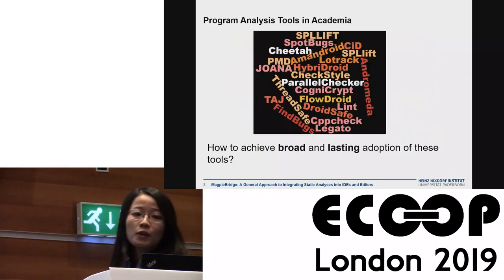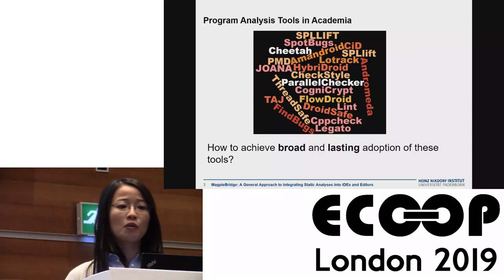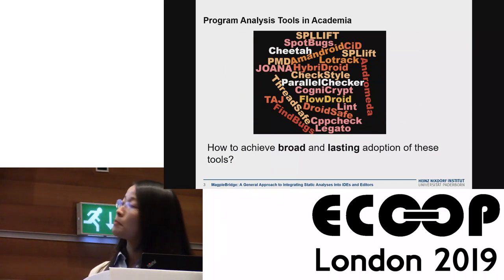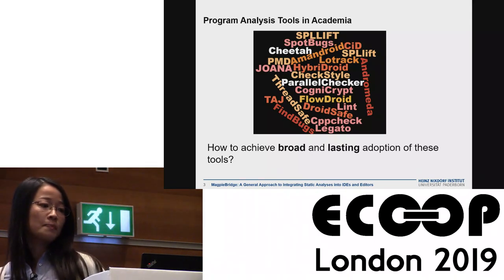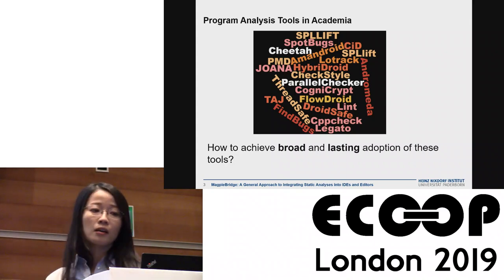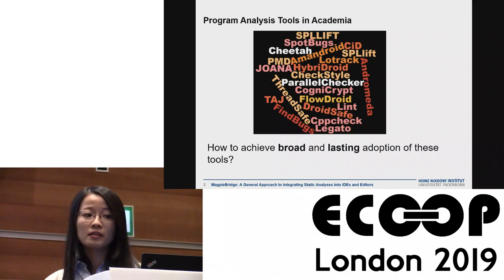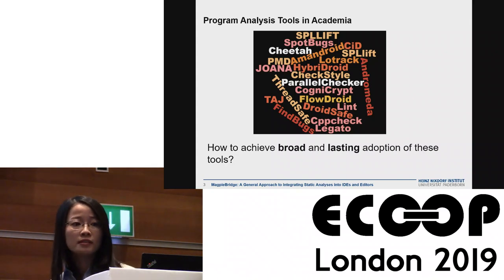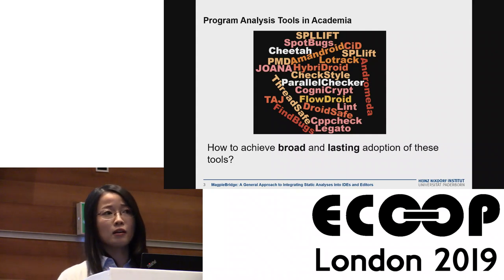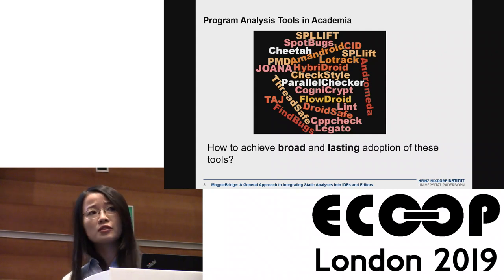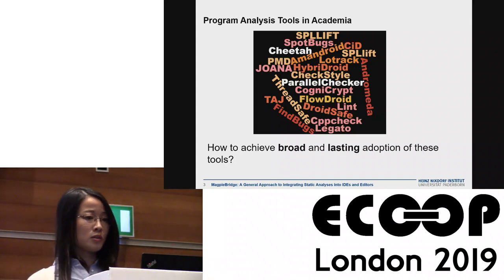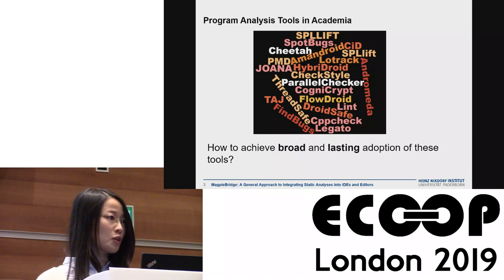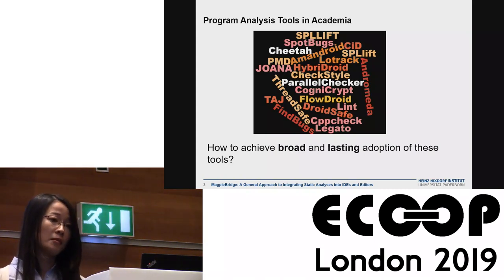In academia, we have produced a lot of program analysis tools. For example, we have PMD and FindBugs, which detect common program flaws. And we also have Soot, CogniCrypt, FlowDroid, DroidSafe, which detect security vulnerabilities. And we also have ThreadSafe and Parallel Checker, which detect concurrency issues. Many of these tools claim that they can assist developers in writing better code. However, most of them are produced in academia and they stay in academia.